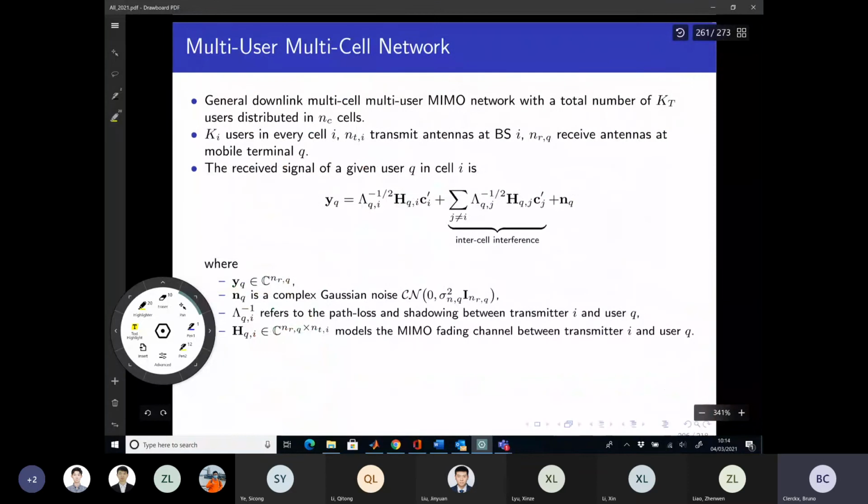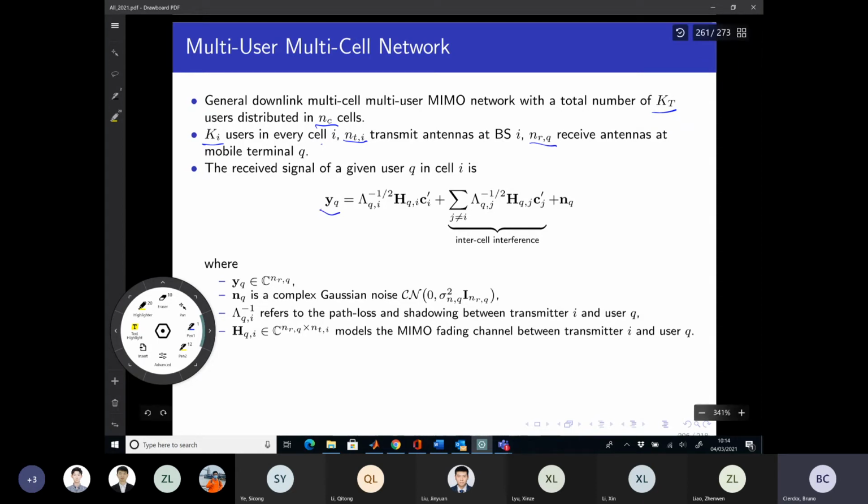Right, so let's look at that. So let's imagine now that I have a scenario where I have K_T users, total number of users is K_T, distributed in N_C cells. And I'm looking here at, let's say, a downlink. But you can do the same in the uplink. I have K_i users in cell i. I have a certain number of transmit antennas at the base station i, and I have a certain number of receive antennas at each of the receivers.